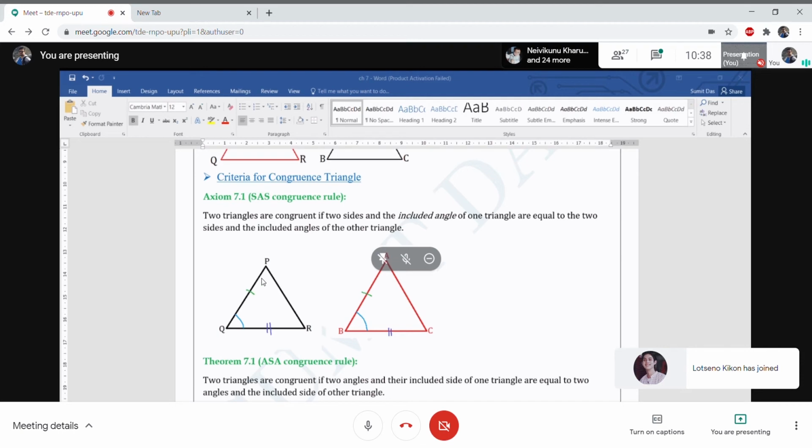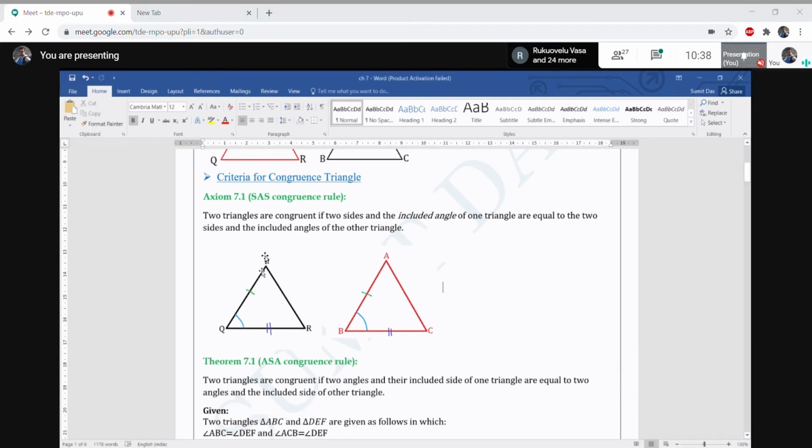They are the included angle between these two sides. We can't consider angle P or angle A, that is not SAS. SAS means two sides and the included angle. Then only can you say these two triangles are congruent by the SAS congruence rule. This is a very important fact that we have to take so that we can say they are congruent.